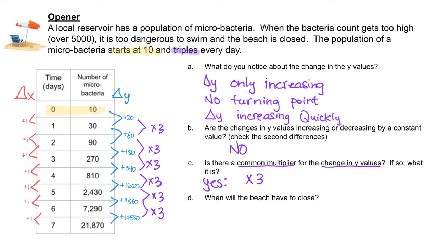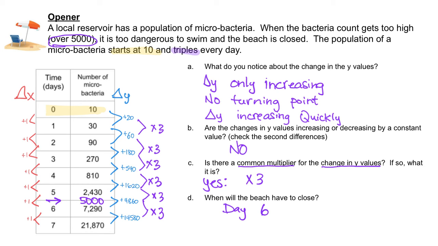The question they asked is, when will the beach have to close? And you can see up top, it told us that it's dangerous to swim if we're over 5,000 of those microbacteria. And 5,000 would be somewhere in here, which means that after day 5, so day 6 is when our beach would have to close to do maybe some cleanup.